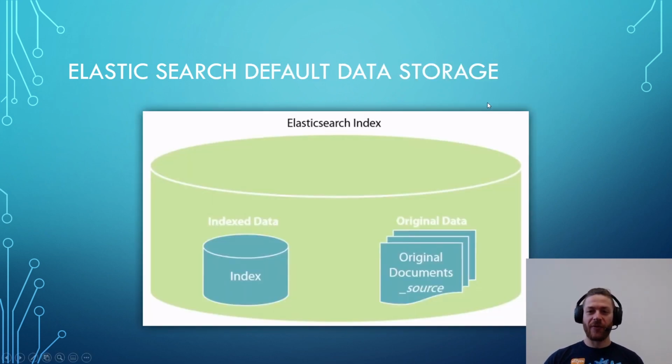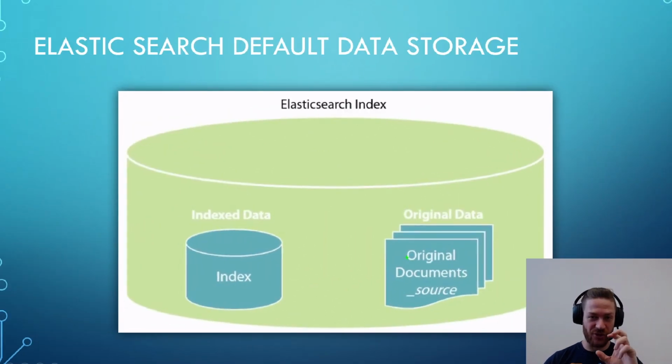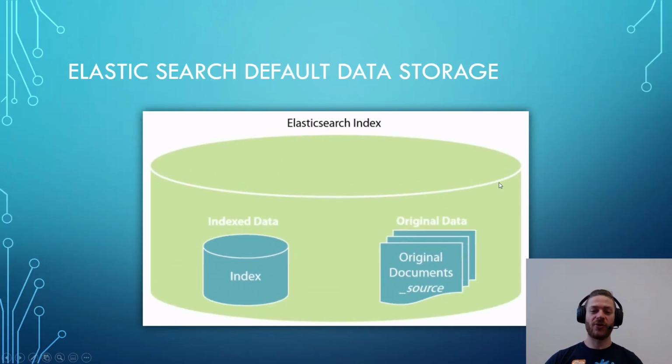What is the default data storage? Well, by default, Elasticsearch has two data storages, so to speak. You have the data you insert in Elasticsearch, which are the documents, and you have the index. The index is used for fast retrieval and fast searching of these documents. So to speak, Elasticsearch stores your data in two places: first as a storage and second as an index.